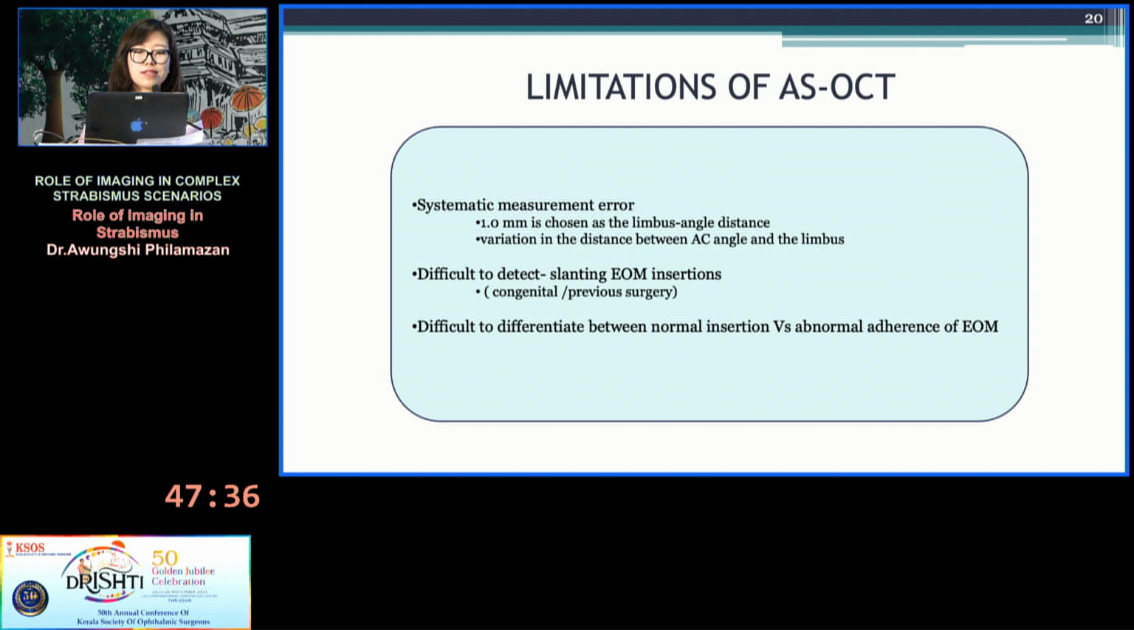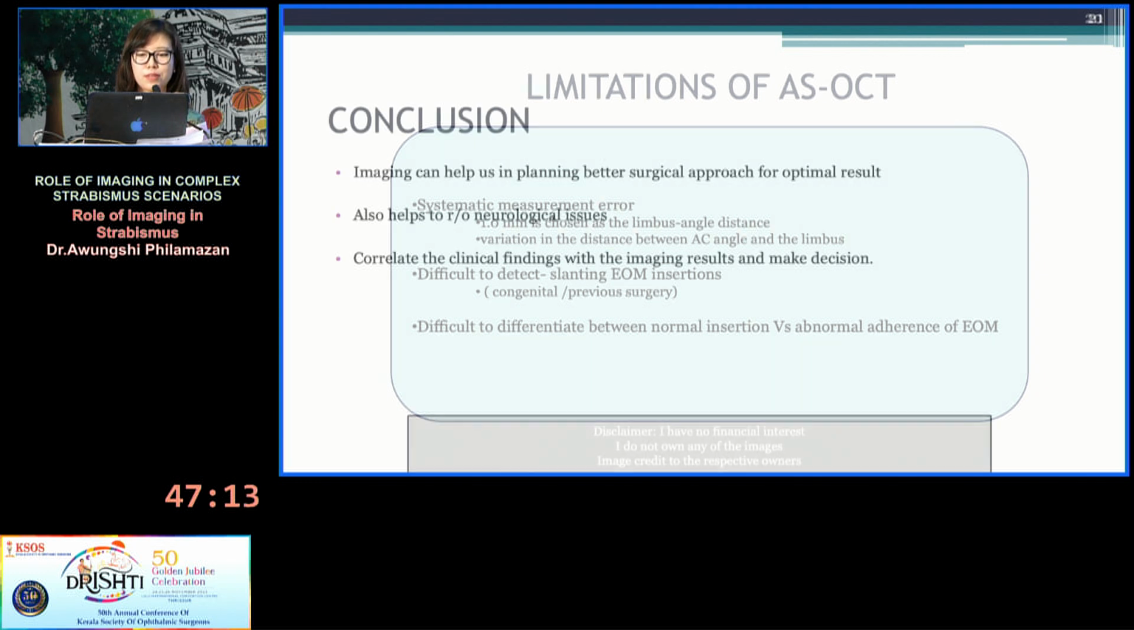The limitation is that we have already assumed that the distance from the limbus to the iris root is 1 millimeter. We are not all the same. There may be variations between individuals, and that can cause systematic error. It is also difficult to detect in those with slanting extraocular muscle insertions, which may be congenital or from previous surgeries, and also difficult to differentiate between normal insertion and abnormal adherence.